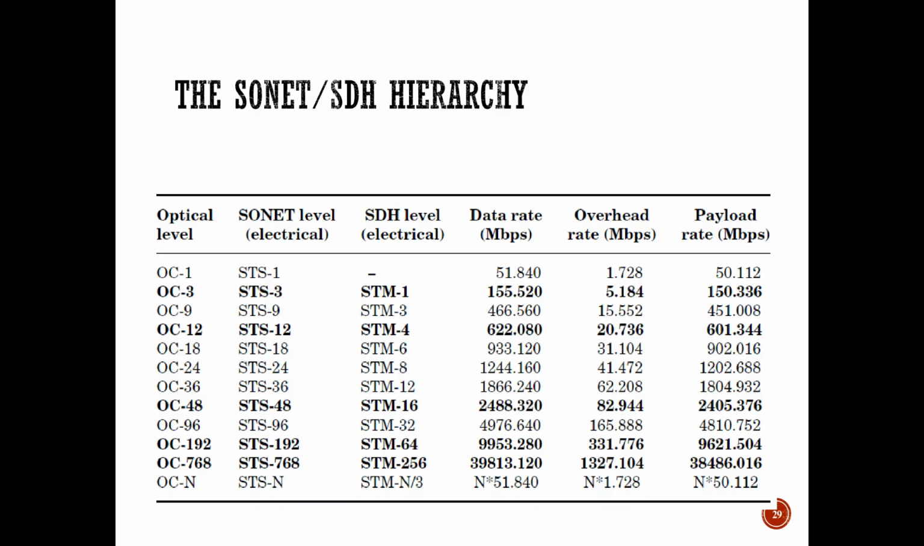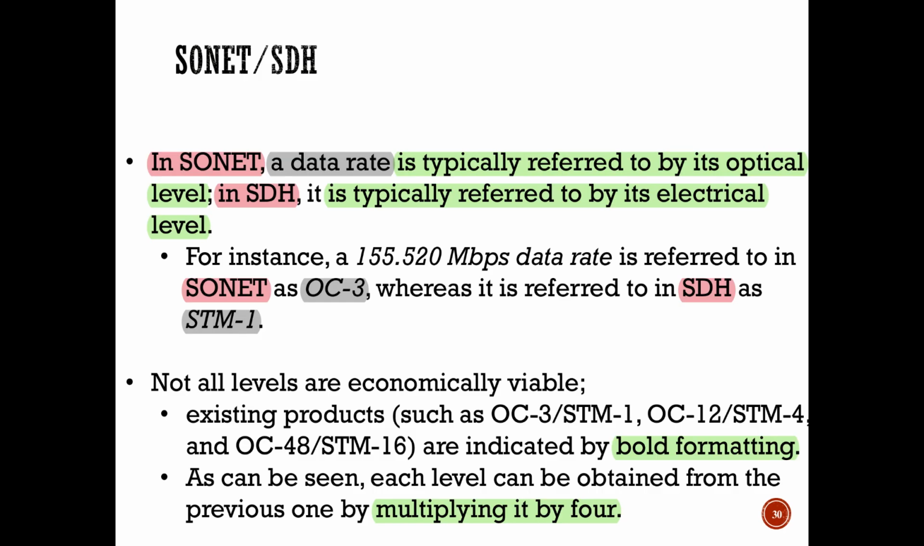The SONET/SDH hierarchy. In SONET, a data rate is typically referred to by its optical level. In SDH, it is typically referred to by its electrical level. For instance, a 155.520 megabits per second data rate is referred to in SONET as OC-3, whereas it is referred to in SDH as STM-1.